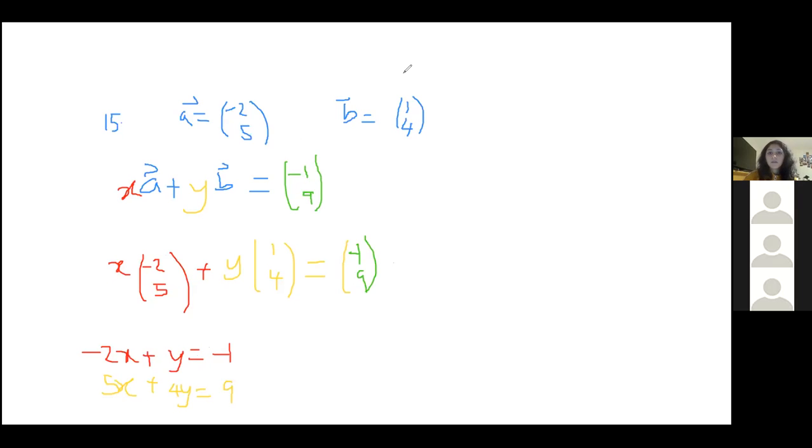You can either do this by hand or use a calculator, but it turns out that the numbers that satisfy x and y, that also satisfy both of these equations, is x equals 1 and y equals 1. And so that is your answer.